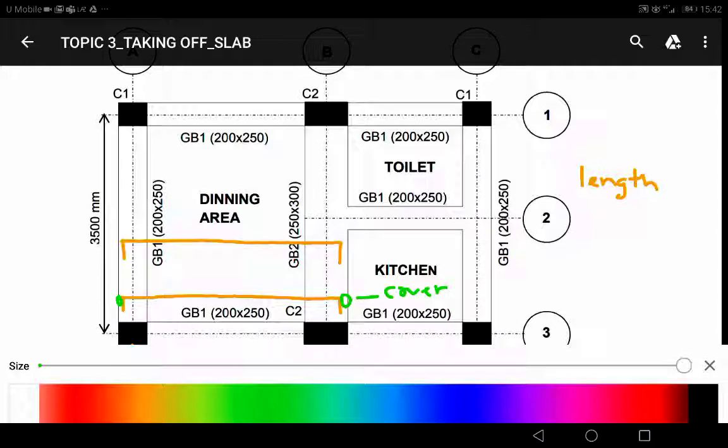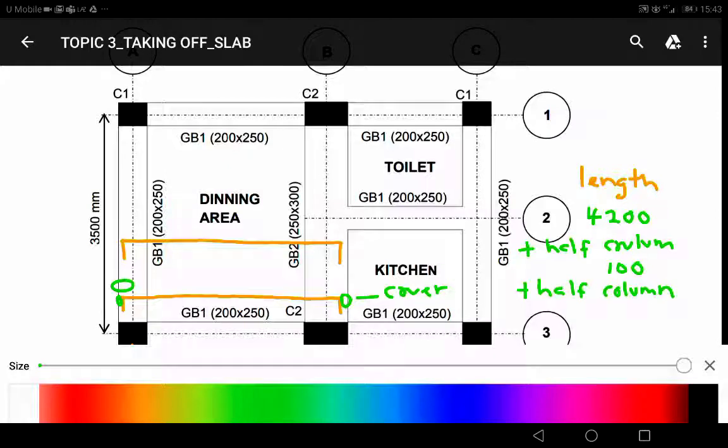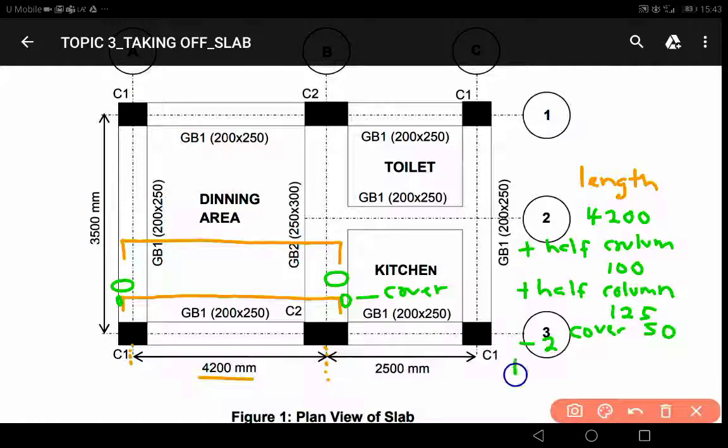So the length to get that equal to 4,200, you need to plus with half column. So the half column here it will be 100, and plus another half column at another side here, so it will be 125. So you need to minus with two cover, so the cover will be 25, so two cover it will be 50, and then you need to plus with two bends, because you have one here and another one at another end.